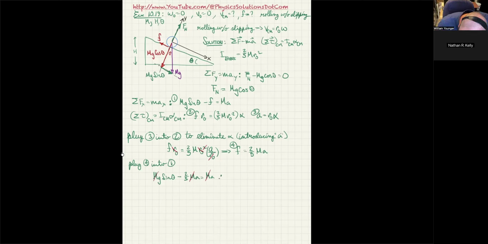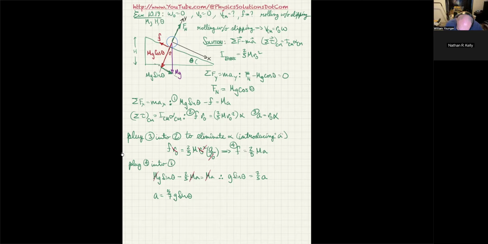So this is going to give me g sine theta is equal to 2/5 plus 5/5 is 7/5 A like that, and therefore we find that A is actually equal to 5/7 g sine theta. What we learned previously was when an object slides down an incline with no friction, the acceleration is g sine theta. In this case, the acceleration is not g sine theta, it's 5/7 g sine theta, and that's why we get a velocity that's smaller than the square root of 2gh at the bottom.